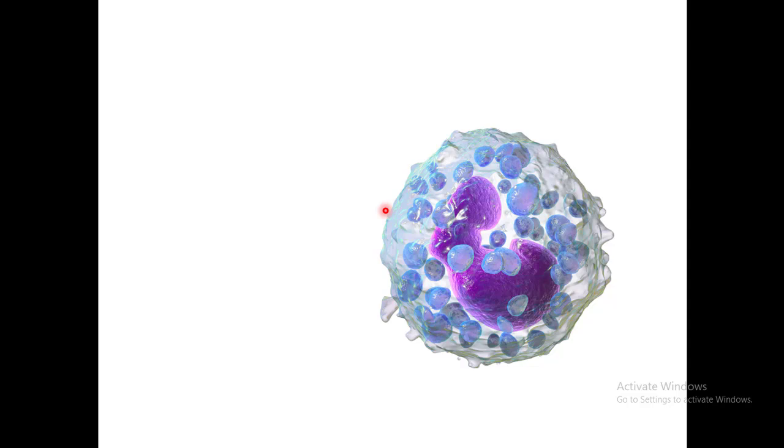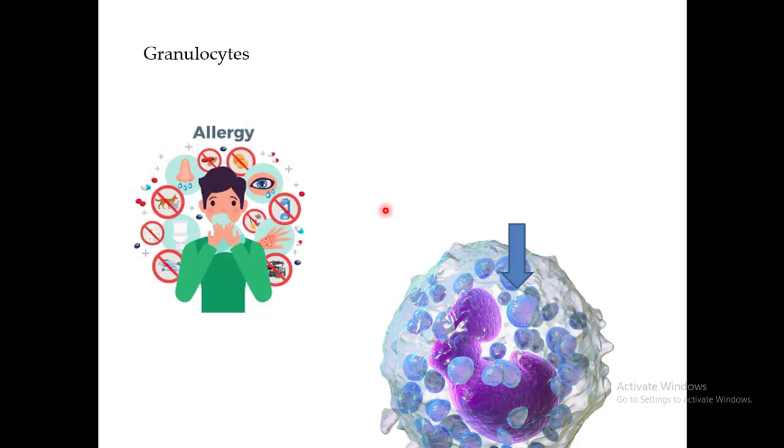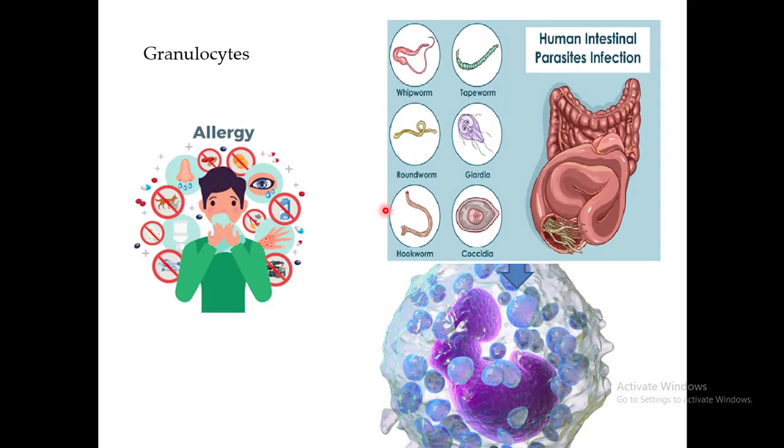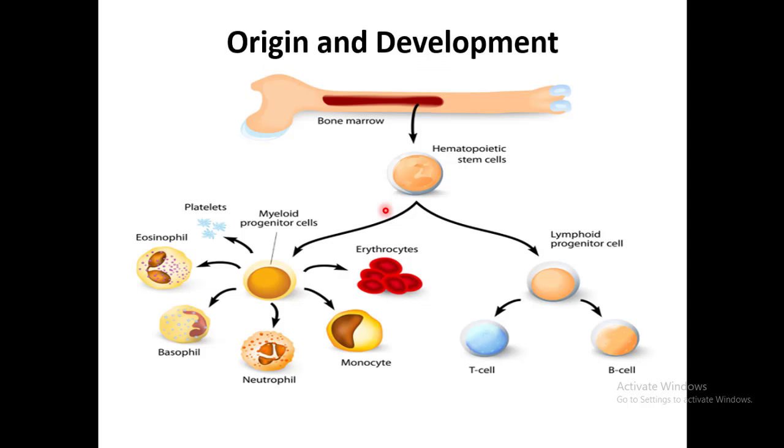From the last video, we started our discussion on the basophils, and I told you that basophils belong to a specialized class of white blood cells known as the granulocytes, because they contain granules in their cytoplasm. I've told you that the basophils are very important in allergic reactions and also for parasitic infection.